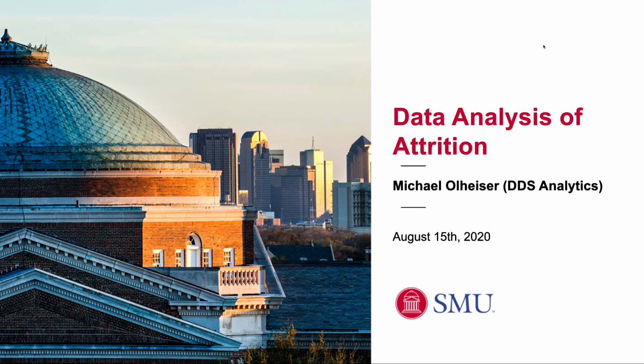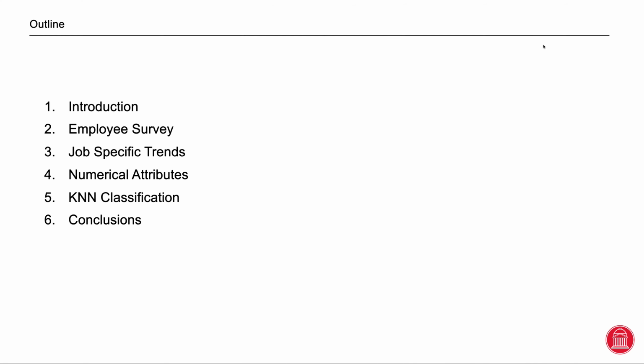DDS Analytics, and I'm going to walk you through my data analysis related to attrition. A little bit of the outline: we're just going to introduce the problem and our data set, and then specifically with the data, we're going to look at some employee survey results. Then we're going to get into some specific job trends related to attrition, and then we'll get more into numerical attributes, and finally lead that into some actual predictions and what we found using a KNN classification model.